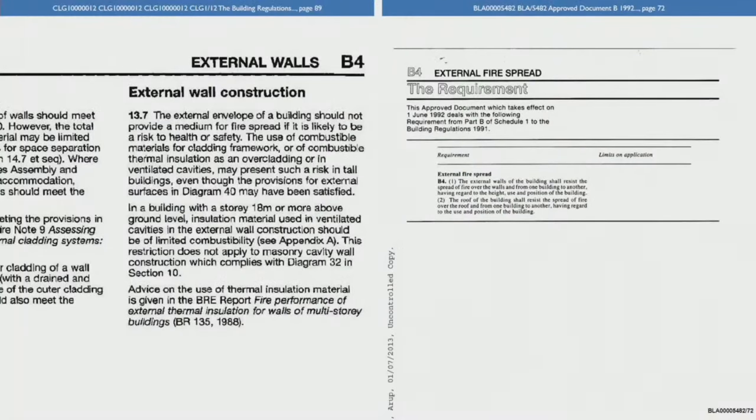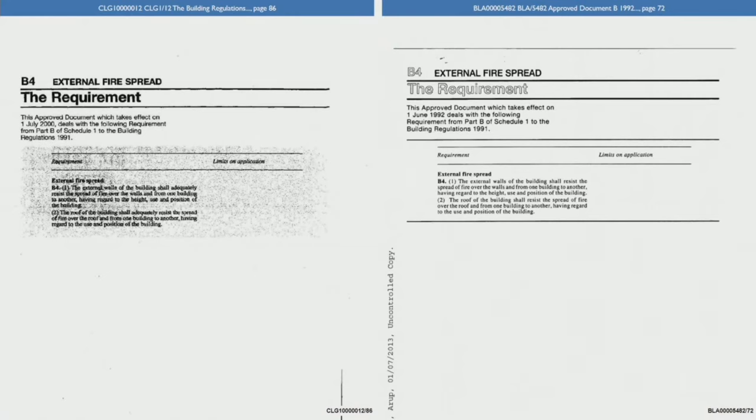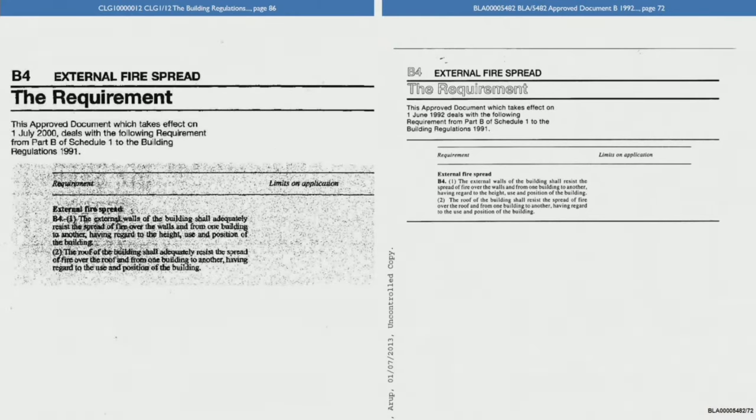Right. Now, let's look at the functional requirement. Can we please have up on the screen page 72 of the document on the right, and page 86 of the document on the left. The one on the left is a little bit fuzzy because of the copying, but we'll do our best with it. I hope you can see it.